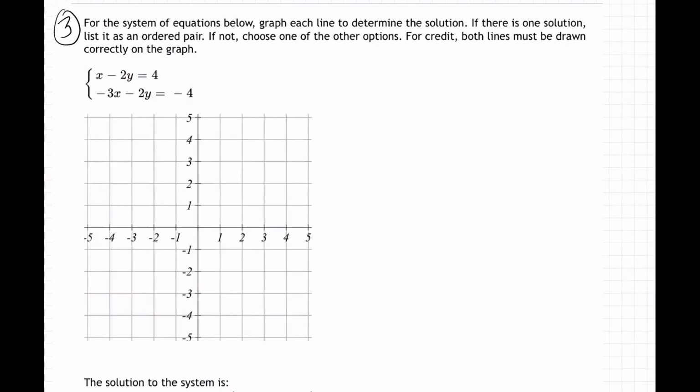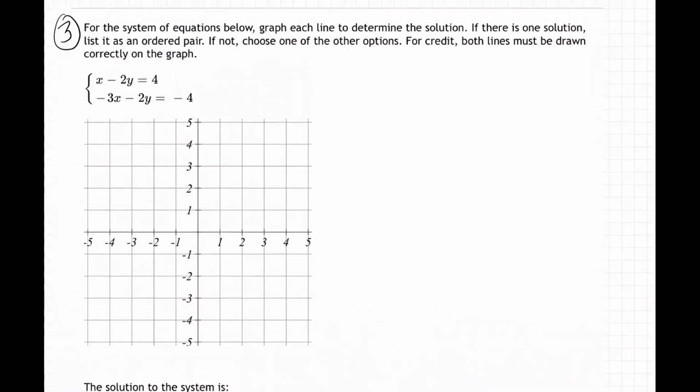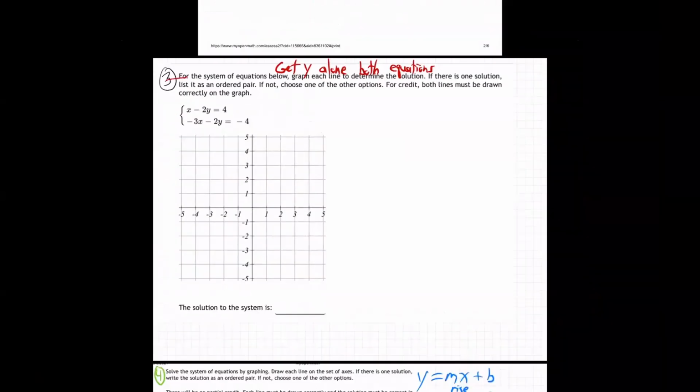Okay, on this question, they basically want us to graph both these lines and find the answer to the system. Okay, so how do we do it? We've got to graph them one at a time. So you're going to have to get y alone in both equations.